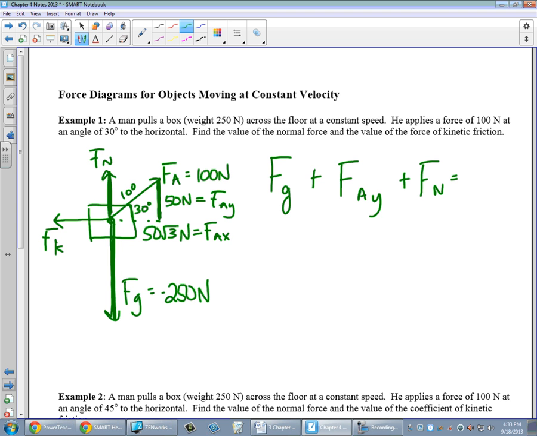The sum of those three variables must be 0 since the box is not floating or going down through the floor. Since it's not moving up or down, the sum of those three must be 0. So that means I can calculate Fn because I know that Fg is negative 250 and Fay is 50. Fn must be 200 newtons.